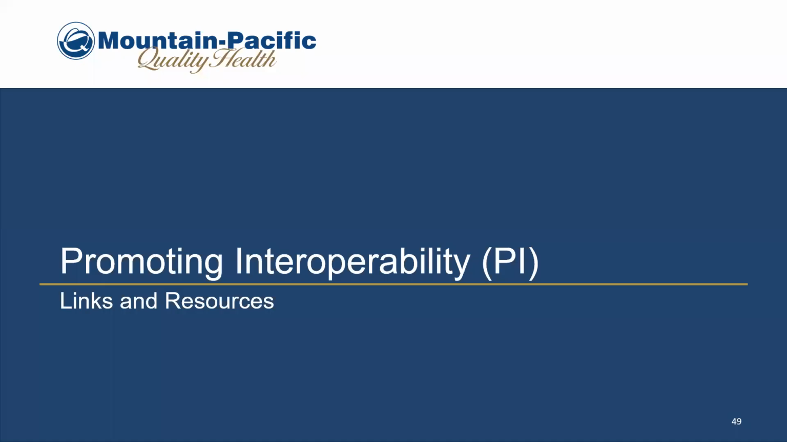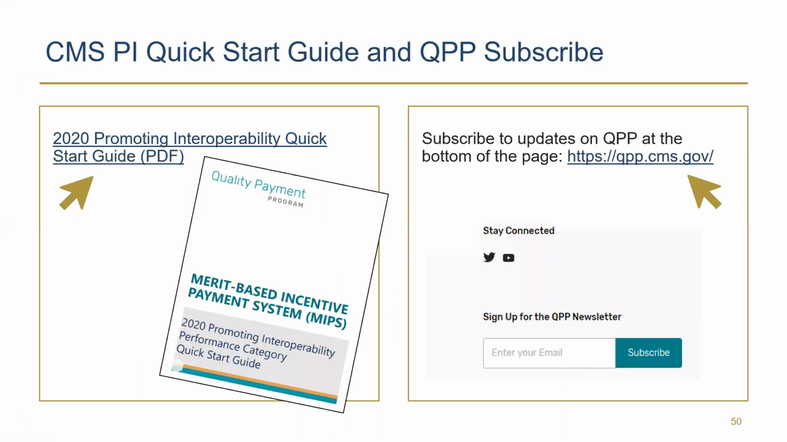Okay, so let's talk a little bit about some resources. CMS has published a quick start guide for the promoting interoperability category, and we have a link to that here. You can get updates from CMS on the MIPS program by subscribing to the QPP newsletter. And we have a link right there. And at the bottom of the page of the qpp.cms.gov webpage, there is going to be a place where you can enter your email and subscribe for the newsletter.